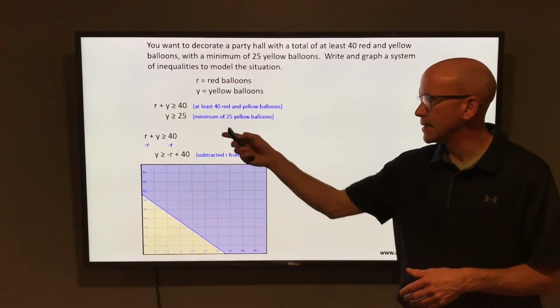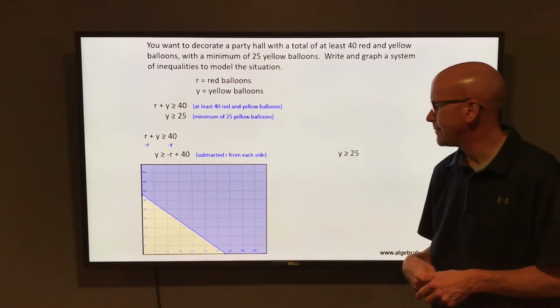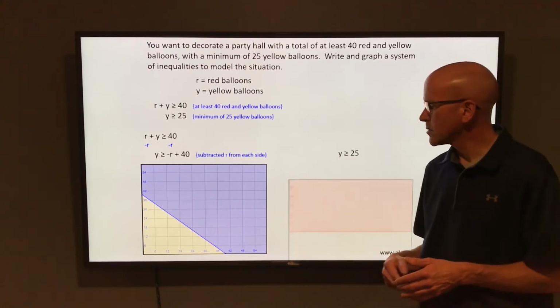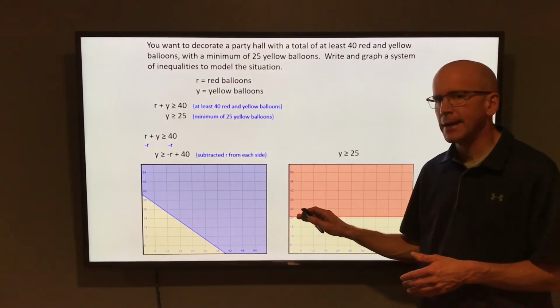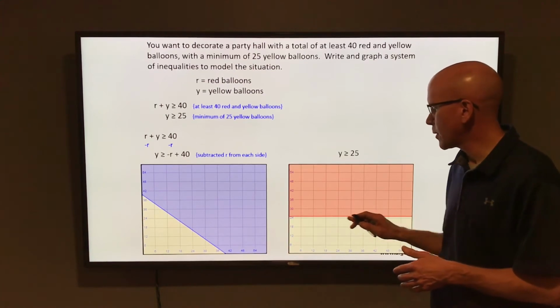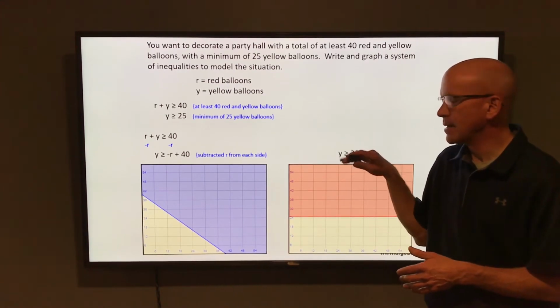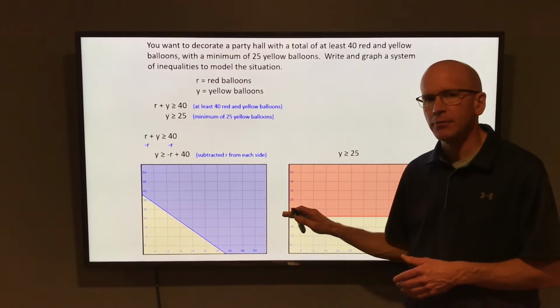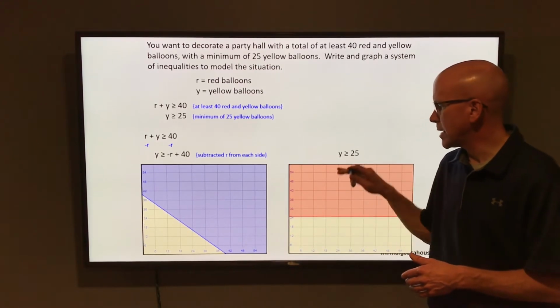Now for that second inequality, y is greater than or equal to 25, we're going to graph the boundary line y equals 25. That's a horizontal line through 25 on the y-axis, and we're shading above that line. Because of the greater than or equal to sign, it's a solid line through 25 on the y-axis, shaded above.